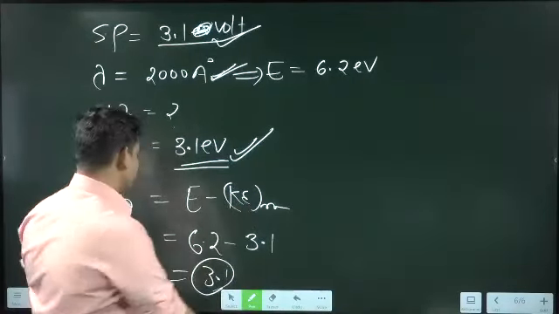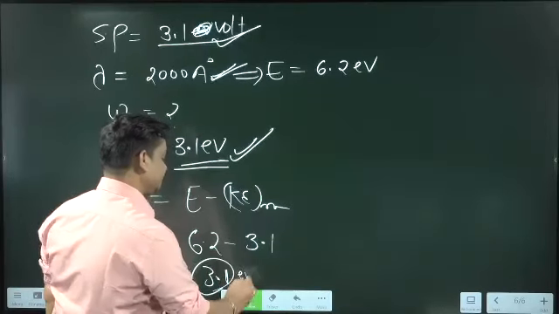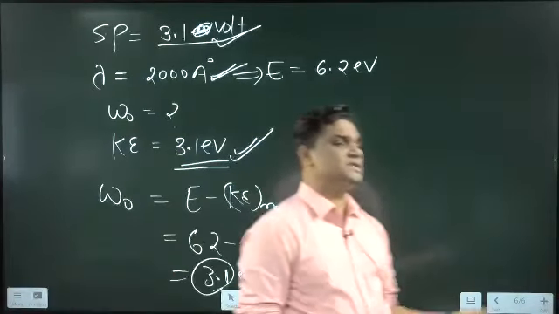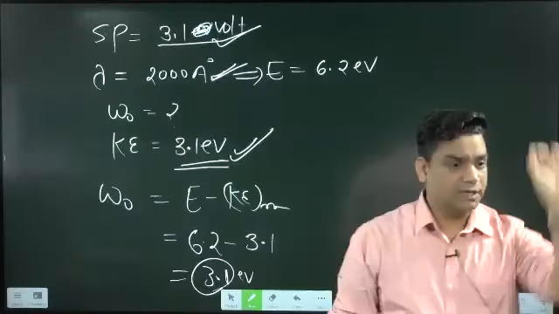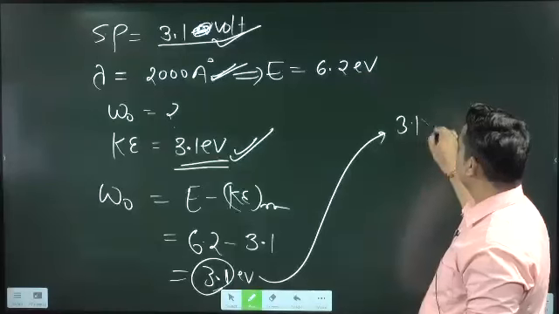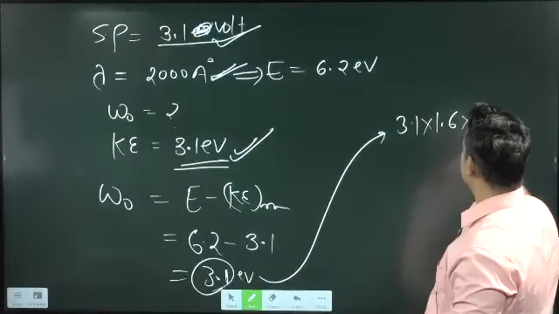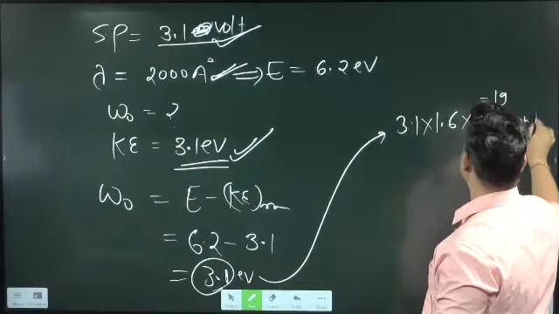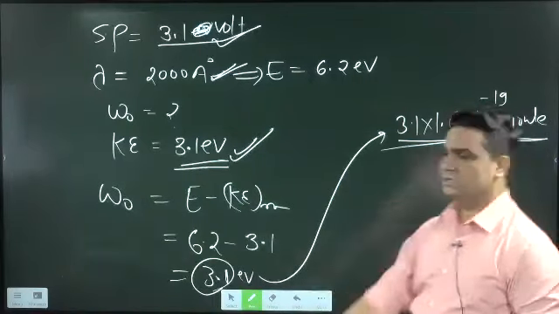This 3.1 is basically in eV. They can give the options in joule, and if they are giving in joule, then we can write 3.1 into 1.6 into 10 power minus 19 joule. This is the work function value in joule.